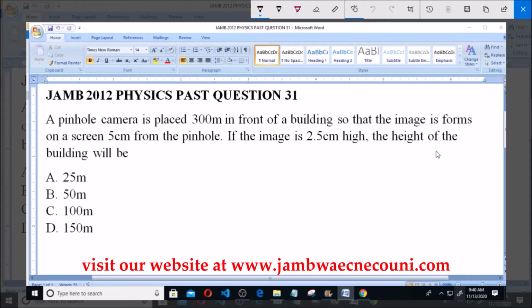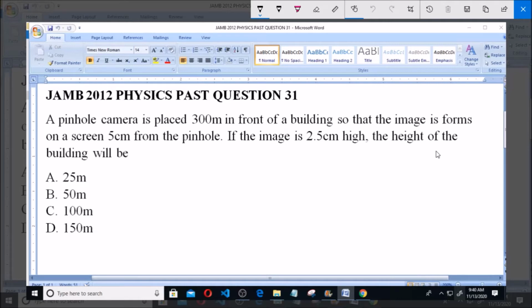So we're asked to calculate the height of a building that is in front of a pinhole camera that has been placed. So the pinhole camera has been placed 300 meters in front of the building. So this means that the object distance is equal to 300 meters, and we're representing that by U.